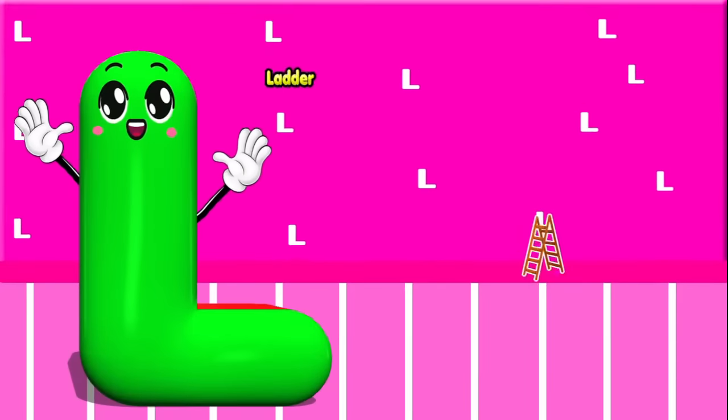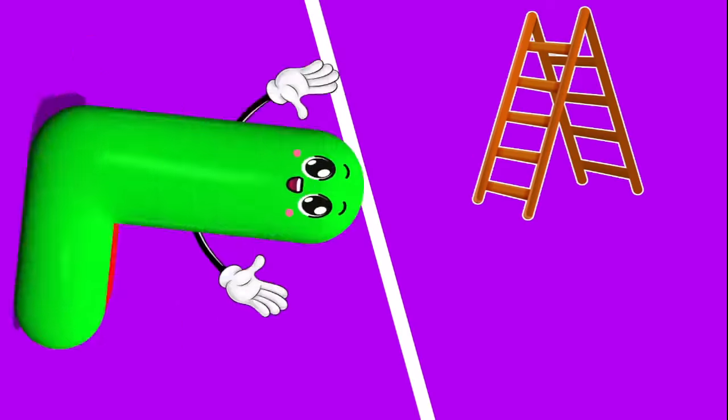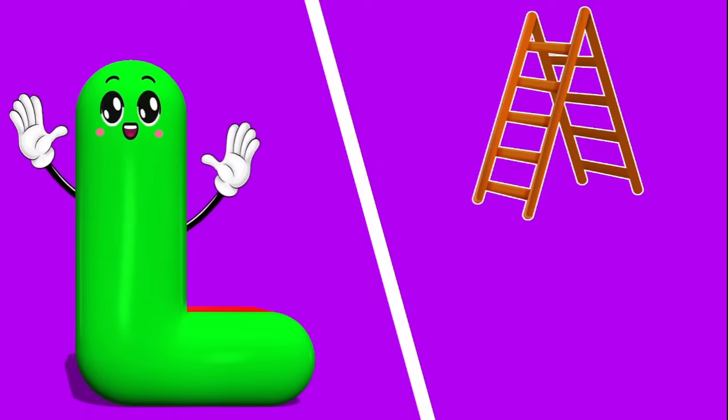L is for ladder, ladder. L is for lamp, lamp. L is for ladder. L is for lamp.